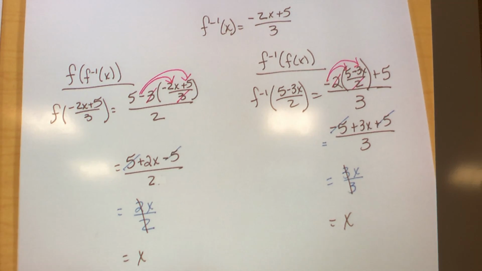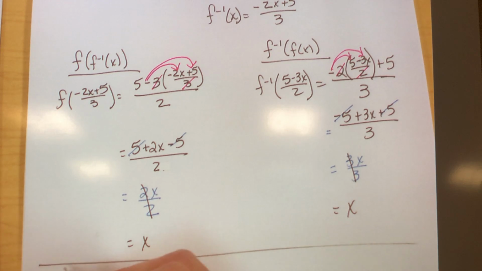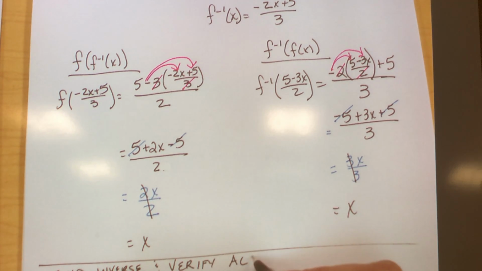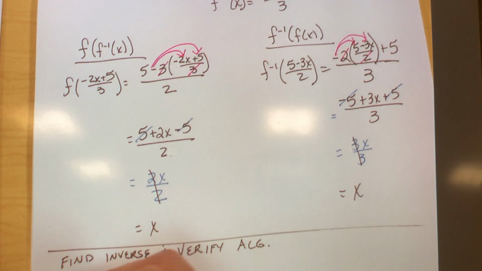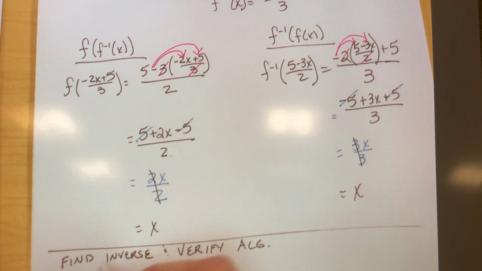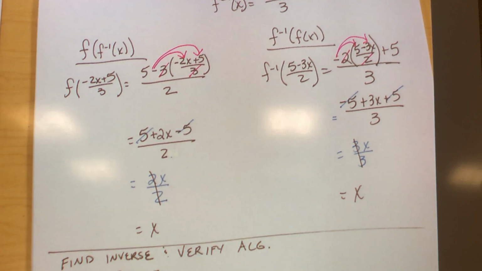This is the last one that I want you to work, okay? I want you to find the inverse and verify algebraically. Okay? F of x is equal to 2x squared plus x minus 7. Alright, so you do that one.